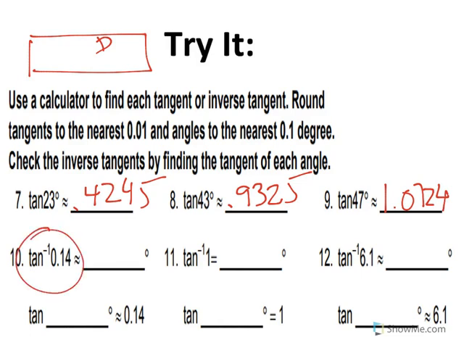Right. Okay, and for number 10, we're looking for the tangent inverse. In order to do the tangent inverse, you have to use the second or the shift key on your calculator. So press second or shift and then type in 0.14. This gives us 7.96 degrees. Then do tangent inverse of 1. This gives us 45 degrees. Right, and continue with your number 12.